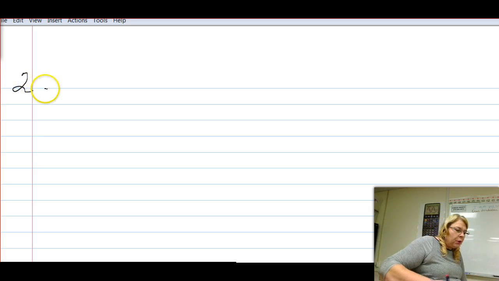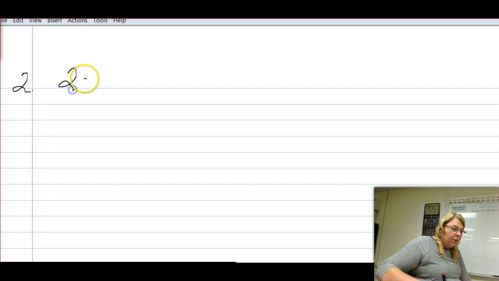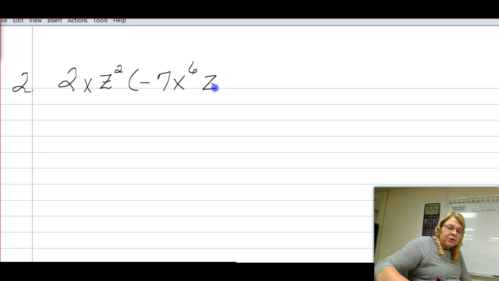Question 2 would be simply to multiply 2xz squared times negative 7x to the 6th z squared. And then I have z to the 4th.